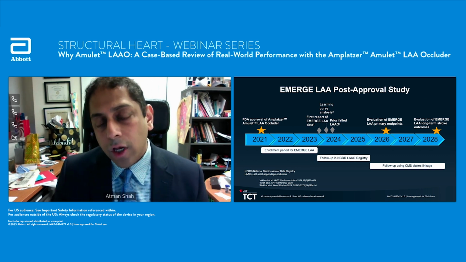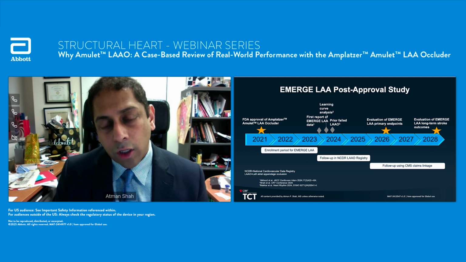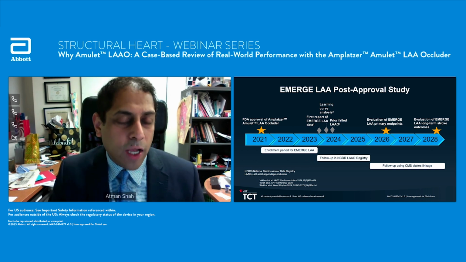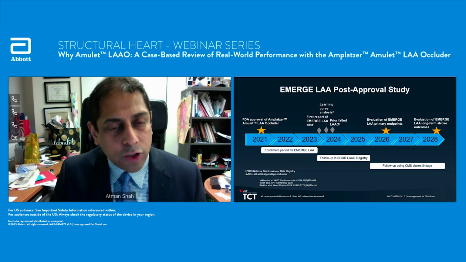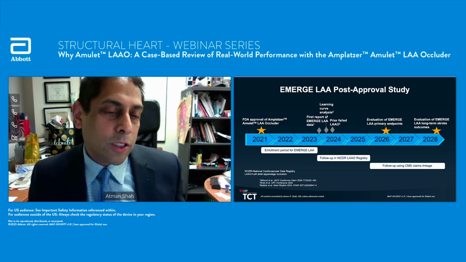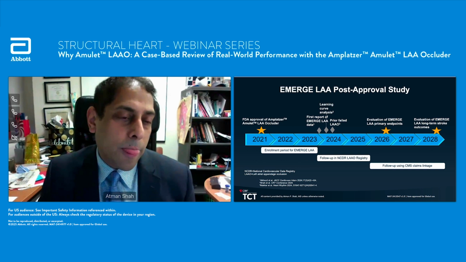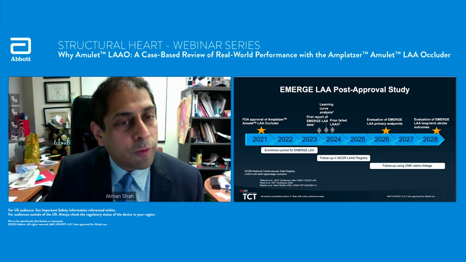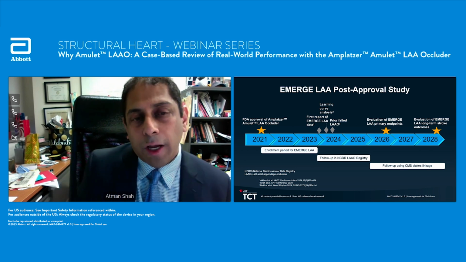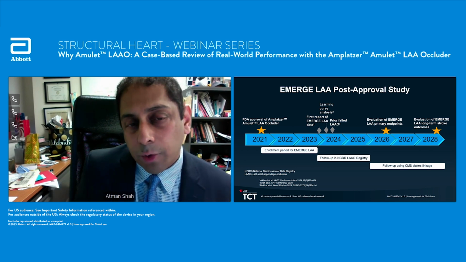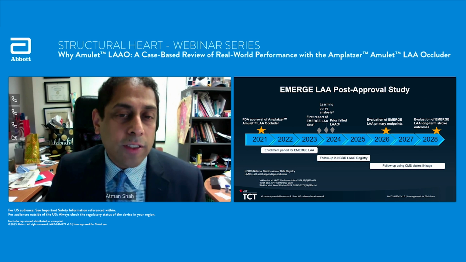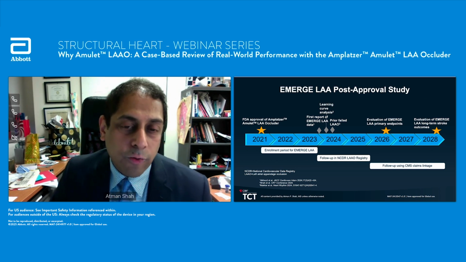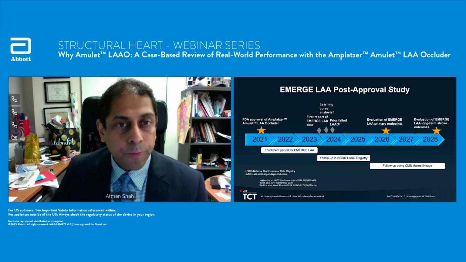This follows on the heels of the Amulet IDE trial, which was a randomized trial looking at Amulet versus Watchman. But this was a real-world trial, and all of us who practice on a daily basis know that a lot of our patients don't fit into trials. So this becomes really important because we're able to see how it works when applied to our patients. Enrollment period was 2 years. The first report of EMERGE occurred in 2024, followed by a learning curve analysis, and then looking specifically at prior failed left atrial appendage closures. Endpoints will be assessed until 2026, after which the evaluation of these patients will be done with follow-up using CMS claims linkage.